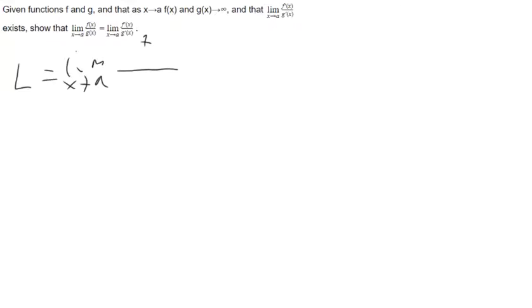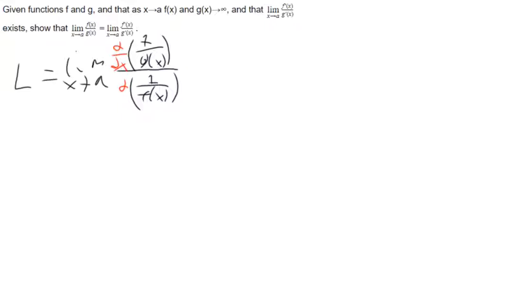I'm going to write this as 1 over g of x over 1 over f of x. This is still the same as the original. If you work this out, you will get f of x over g of x. And as x goes to a, we know g of x and f of x are approaching infinity. So we basically have 1 over infinity, which is 0, on the top and the bottom. And we know how to deal with 0 over 0. We can differentiate the top and the bottom.